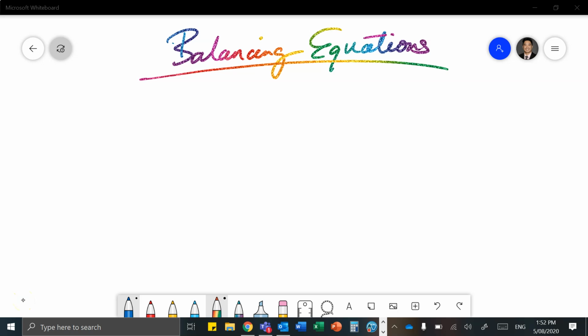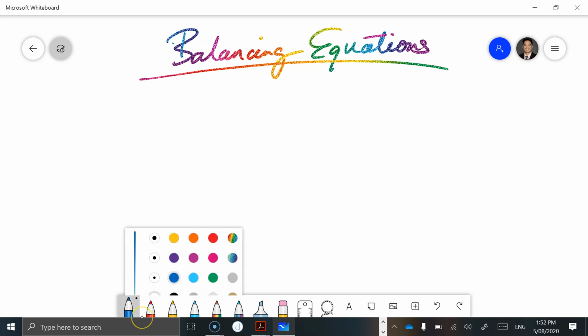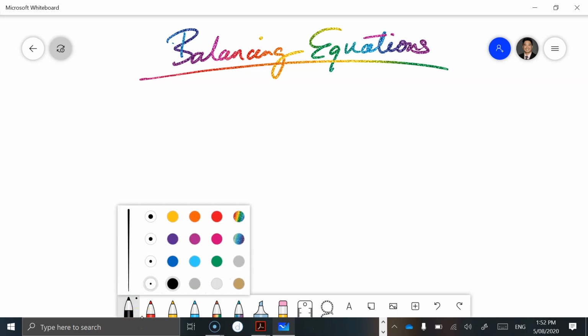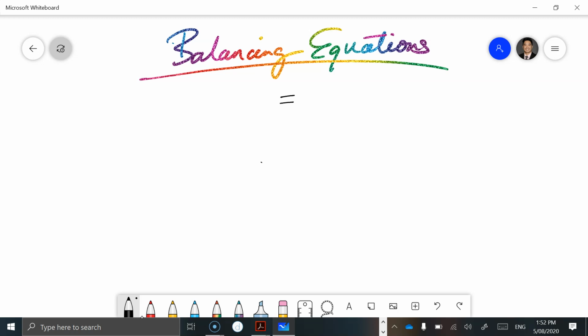Hey guys, in this video we're going to be looking at balancing equations, and it's really important. Balancing is the key thing. When you understand that symbol, you could say that 2 plus 4 is equal to 6, and you have an equation because that statement is true. 2 plus 4 is 6, okay?